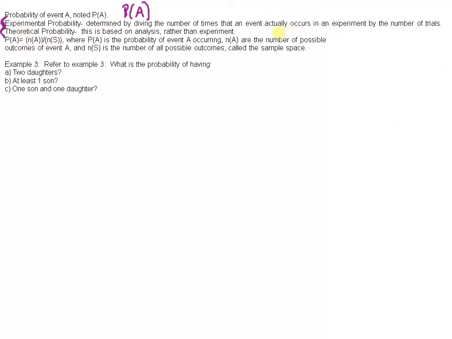What we would do is we would divide the number of times the event actually occurs by the number of trials. And we're going to go into this. So the experimental probability is the number of times event A occurs over the total number of trials. Okay, theoretical probability, this is based on analysis.